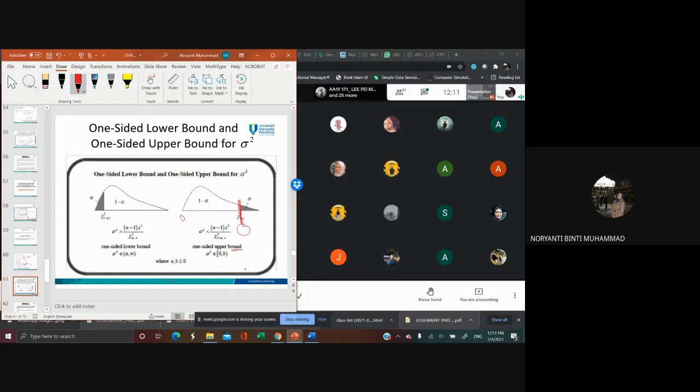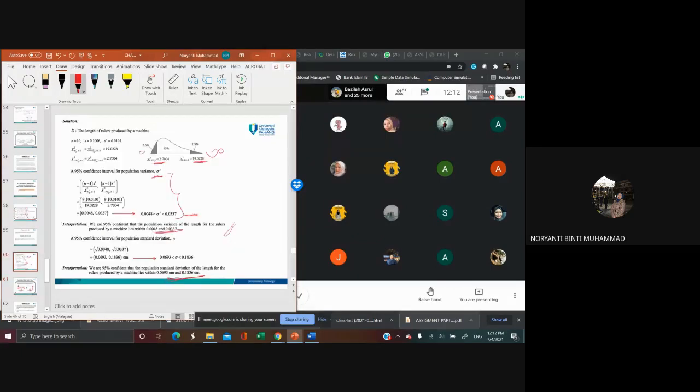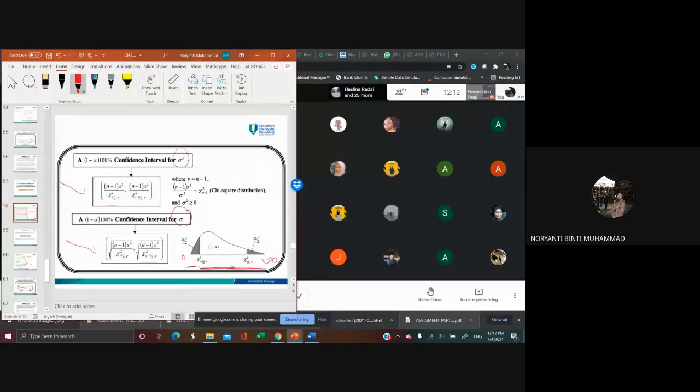But for chi-square, for the lower bound, you calculate here, this one, until infinity. So in this case, the alpha should not be divided by 2. You can see from the formula that the alpha should not be divided by 2, and look, you can see the difference. For the lower bound, what is the value here and what is the value here? You can see from this formula as well. This is for the lower bound, this is for the upper bound. But alpha should not be divided by 2.